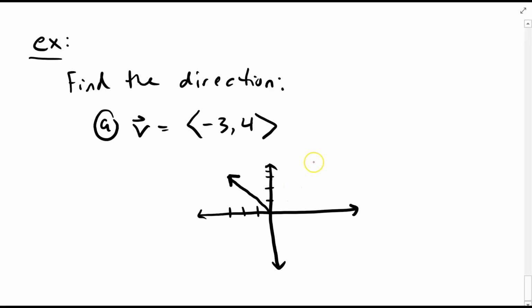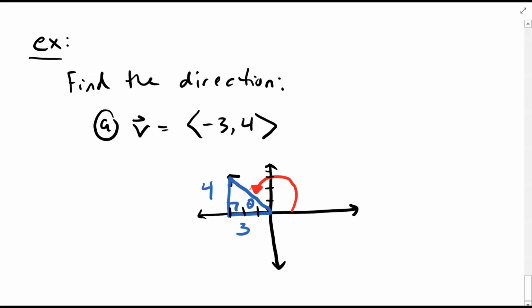So the direction, the angle that I'm looking for, is this, right? So what I'm going to do is think about this as a right triangle. So this side length is 3 because we went 3 units to the left. And that side length is 4 because we went 4 units up. Everybody's okay there.